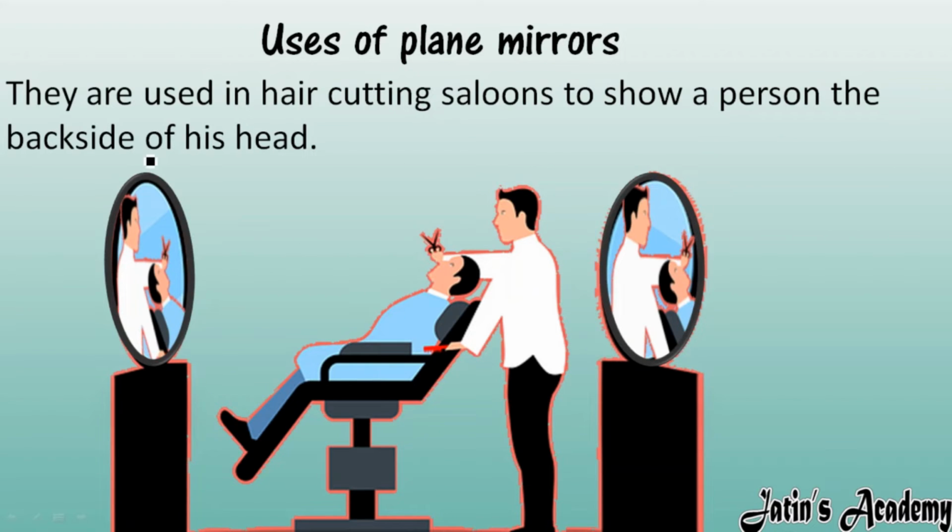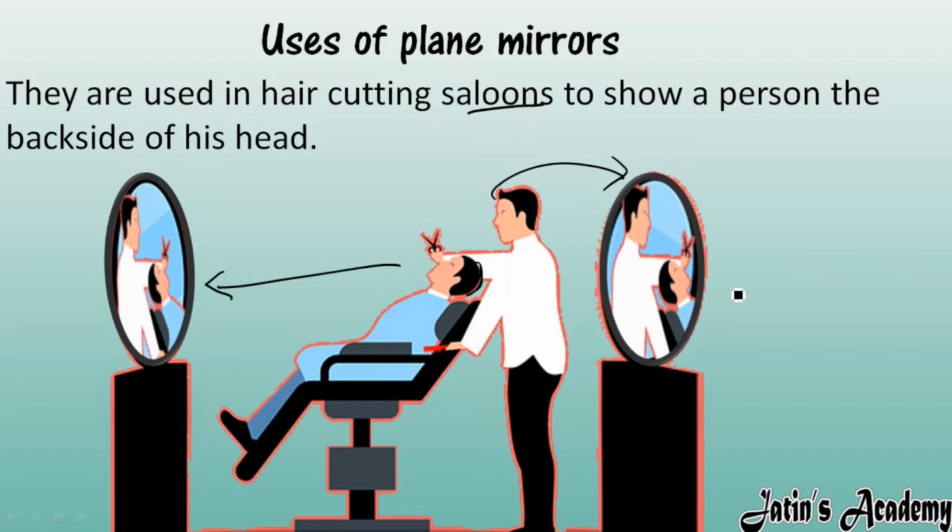Next, plane mirrors are used in hair cutting salons. In a hair cutting salon, there is a mirror in front of you and also behind you. Why? So that you can easily see from the front how the back side of your head looks. After reflection from one mirror to the other, you can see the multiple reflections and see the back side of your head.